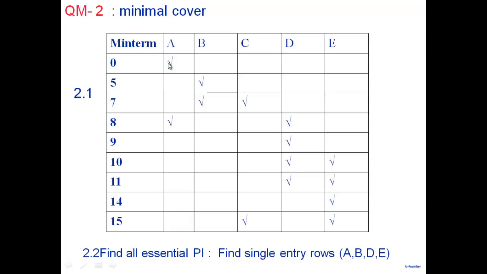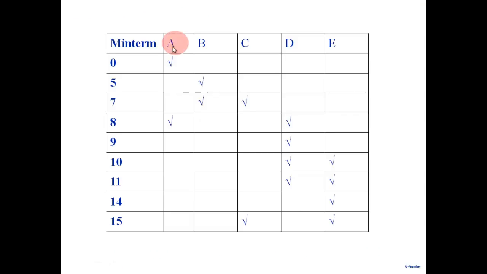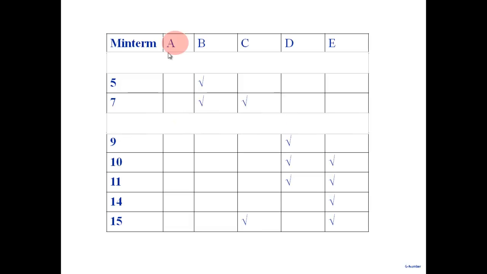So single entries are A is there, and what else? This one is also there, B. And so one is A, of course, is essential. Essential means I'll have to keep it in my cover. If I have to keep it, A will have to be there in my solution. And A covers 0, and it also covers 8, which means I don't have to bother about 0 and 8 anymore. So I eliminate 0 and 8, because I have to keep A in my solution.